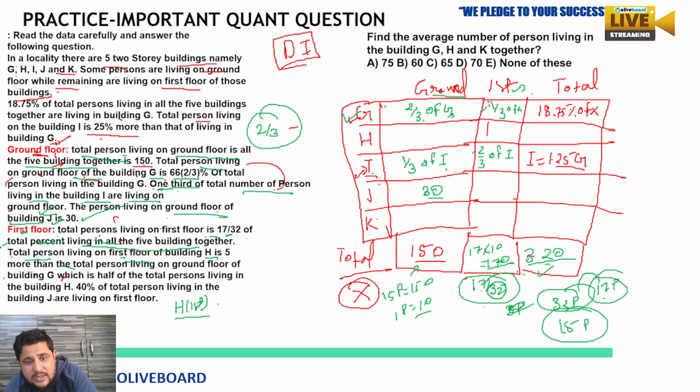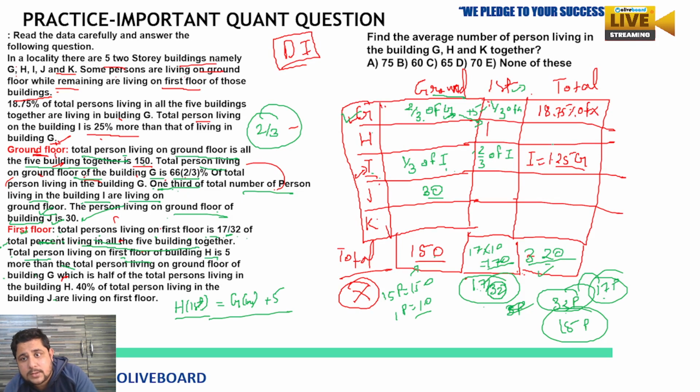H first floor we are talking about, equal to what? 5 more than the total number of persons in building G living on the ground floor of building G. So building G, we are talking about the ground floor here, plus 5. This is what is given to us, which means we need to find out two-third of the G, so that we can get the number of persons in building H. That would be 5 more than this.